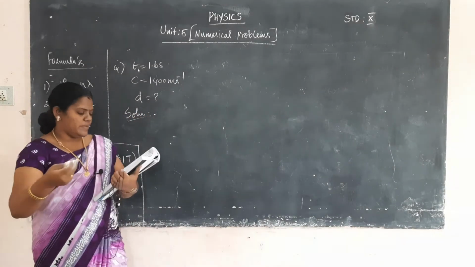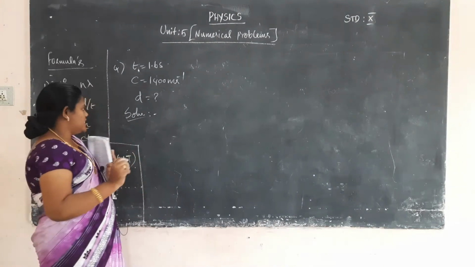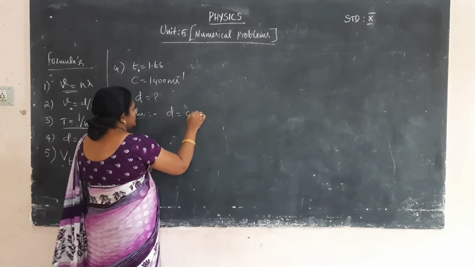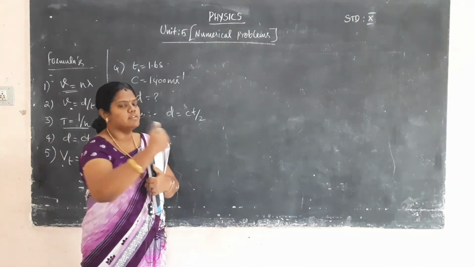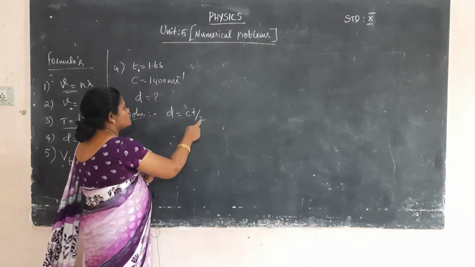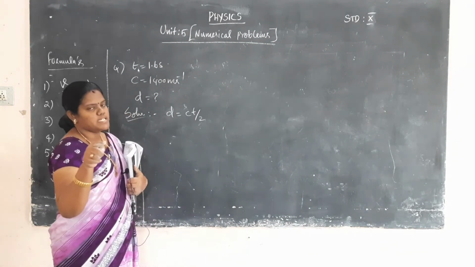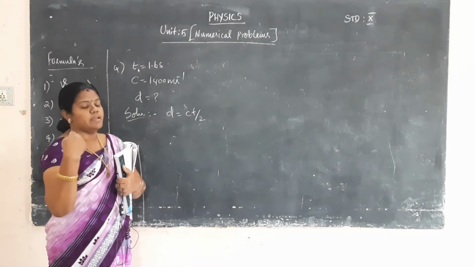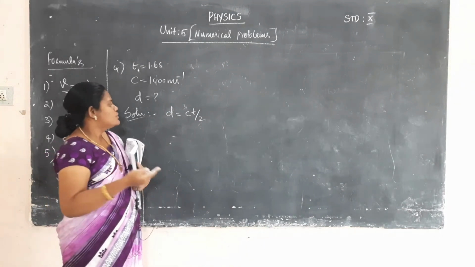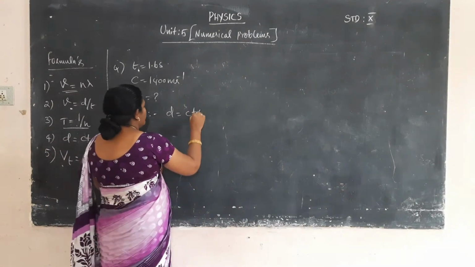2 times the sound will travel. So D is equal to CT by 2. The time is calculated for transmission and then reception, so it will be taken as T by 2, because the sound travels 2 times, so the time is also counted 2 times. So CT by 2. We want D.